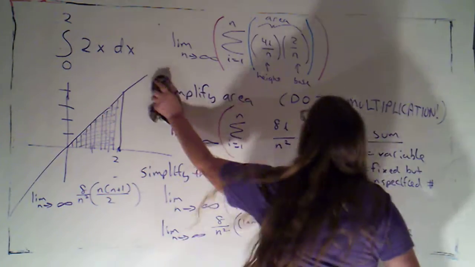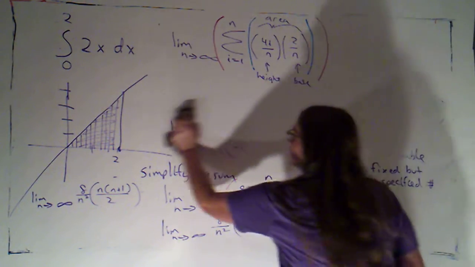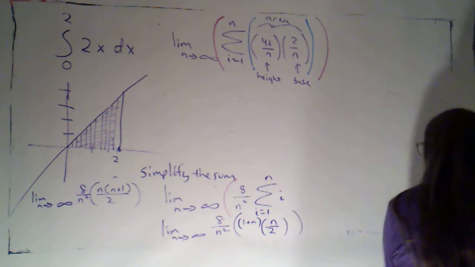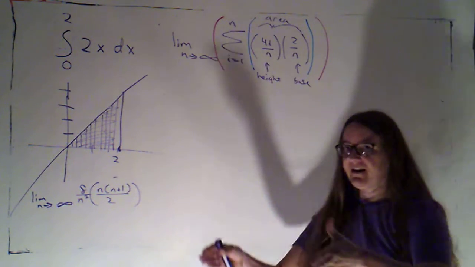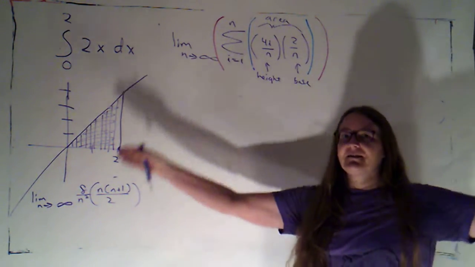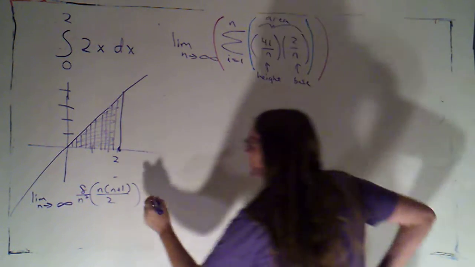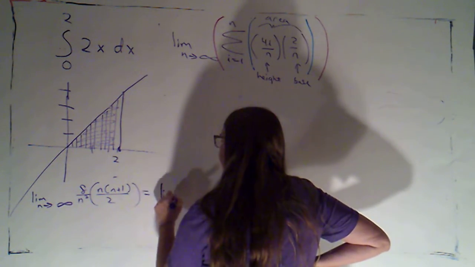Okay, so I'm going to erase the work we've done so far, but it's always in that order. Work from the inside out, area to sum to limit. Okay. Now, in order to take this limit, it's going to be easier if I have things multiplied out.